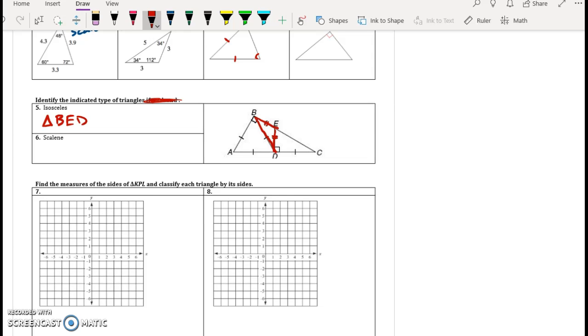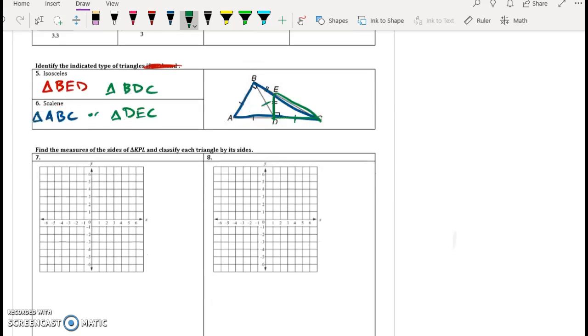Go ahead and do number 6. And there may be more options that I missed. For example, in number 5, you could have also put triangle BDC, since you have these two marks here.